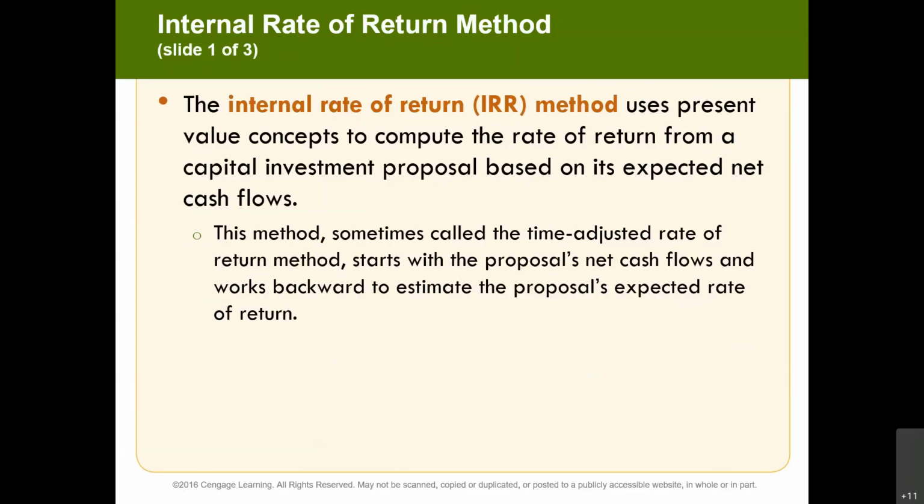Think of the internal rate of return as the desired rate of return for the investment of a project, or the required rate of return for an investment in a project. I believe we talked about that in the previous chapter. This method is sometimes called the time-adjusted rate of return method. Actually, not really. I don't think it's ever been called that. Your book likes to call it that. This starts with a proposal of net cash flows and works backward to estimate the proposal's expected rate of return.